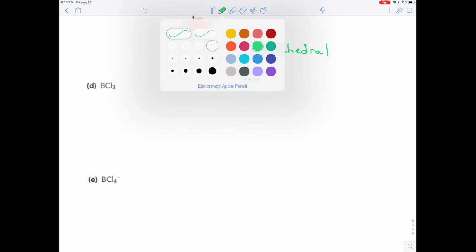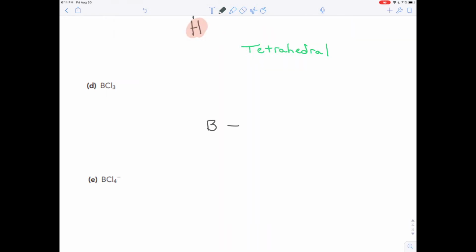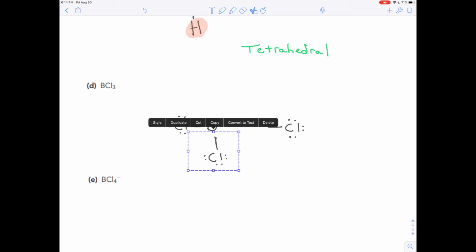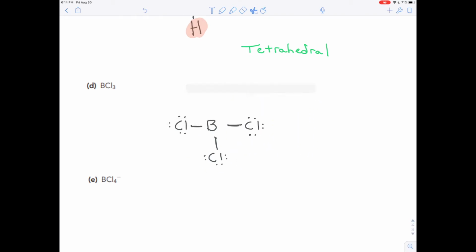For BCl3, so we said boron is in group 3A, it can form 3 bonds. Chlorine is in group 7A, that means it has 7 valence electrons, 1, 2, 3, 4, 5, 6, 7. This unpaired electron can form a bond, so chlorine can only form 1 bond. We only have 3 of them. And so once we have each of those atoms drawn out with their bonds, we can make the bonds line up. And that would be our molecule.